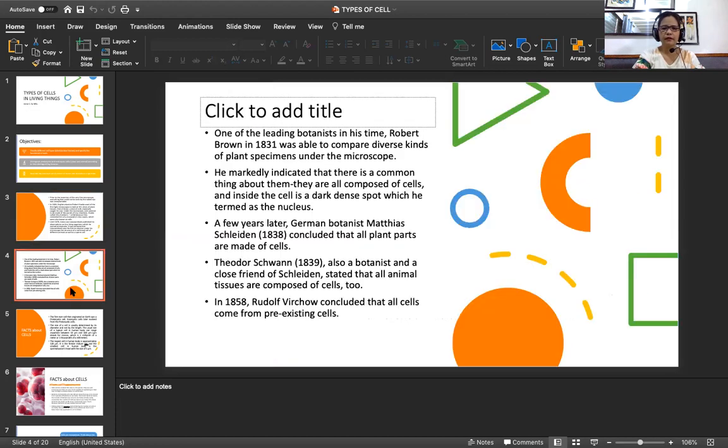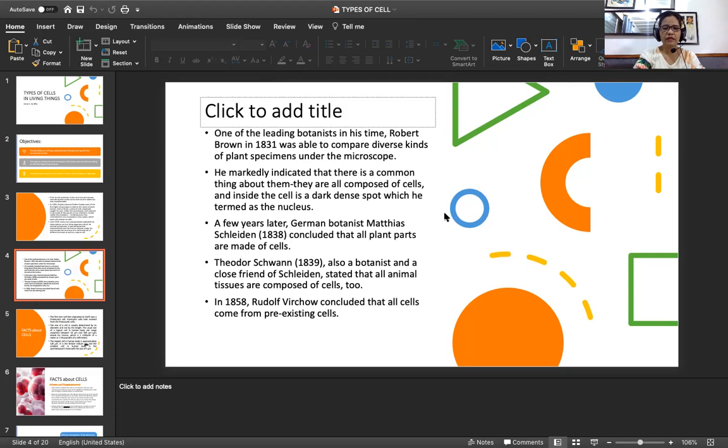Now, one of the leading botanists in this time is Robert Brown. In 1831, he was able to compare diverse kinds of plant specimens under the microscope. Brown was also responsible for indicating that there is a common thing about them. They are all composed of cells. Inside the cell is a dark dense spot which he termed the nucleus.